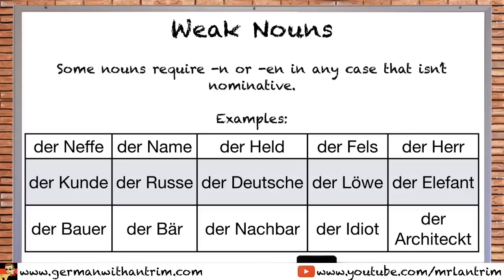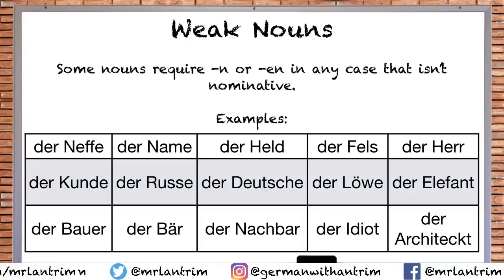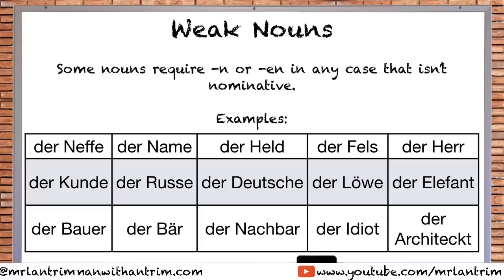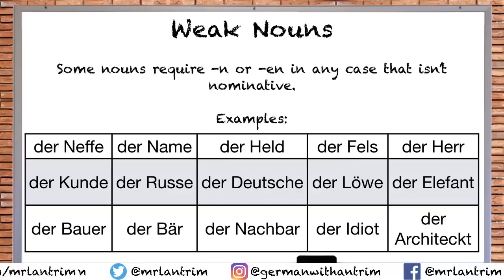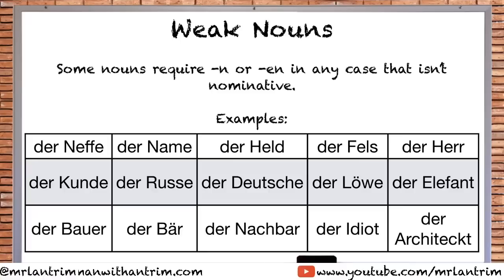Something that I think gets overlooked a lot by a lot of teachers about the accusative case are these things that we call weak nouns. And weak nouns are masculine nouns that require an N or an EN at the end of any case that is not nominative, which of course includes the accusative case. There are literally hundreds of words that fall into this category, and it's difficult to identify exactly what those nouns are. But once you get a feel for what kind of nouns do this, you can extrapolate the additional information that you might need.